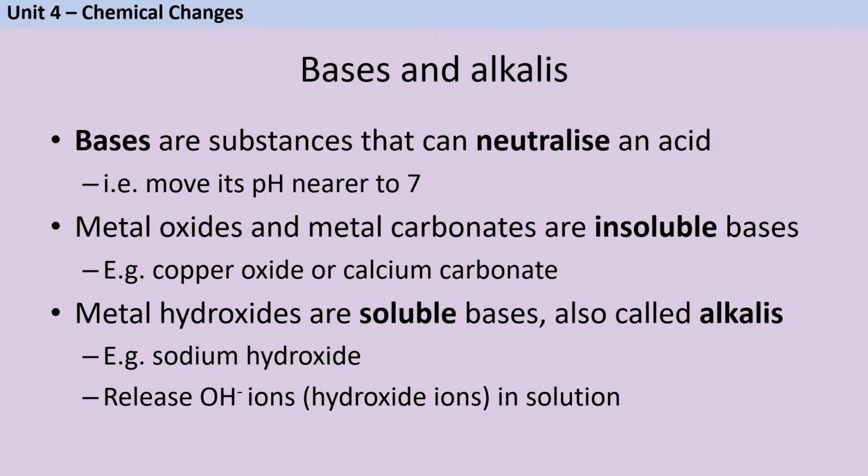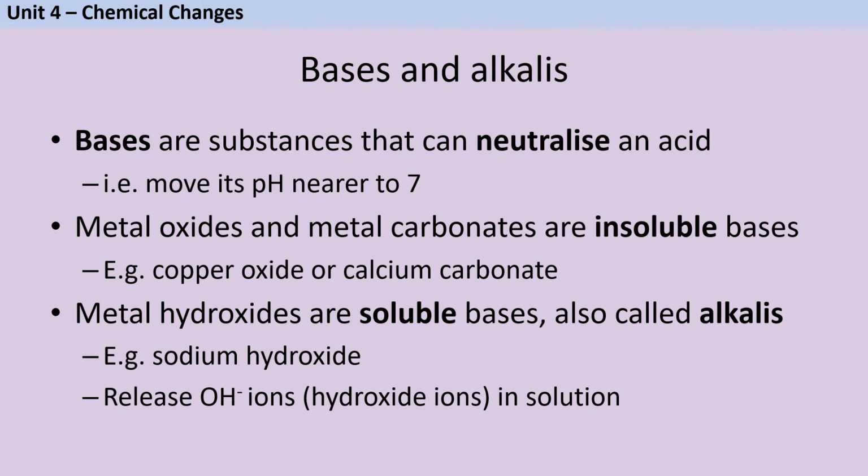There are three main groups of bases that you need to know about, and alkalis are just one of them. The first two are metal oxides and metal carbonates. So if you take the name of literally any metal and put it in front of oxide or carbonate, we're talking about a base. So for instance, copper oxide or calcium carbonate. Those are examples of insoluble bases. That means that they don't dissolve in water, and that can be important because it can make it harder to give them a pH value.